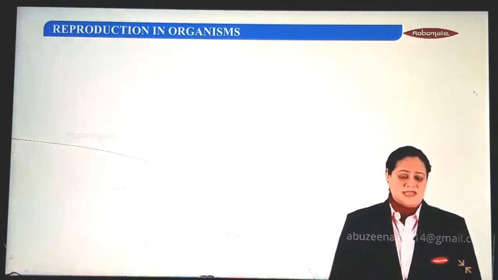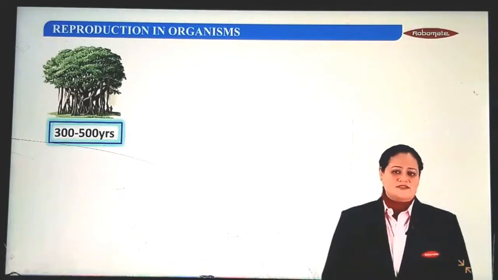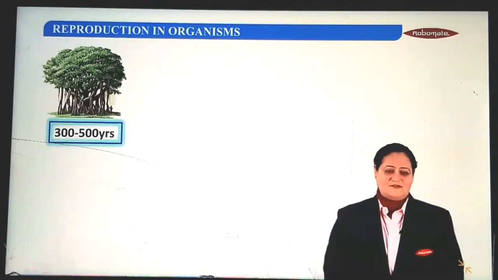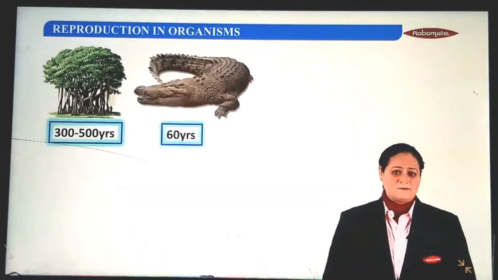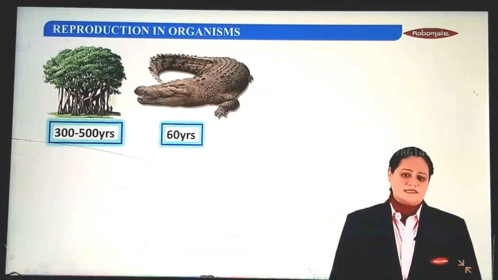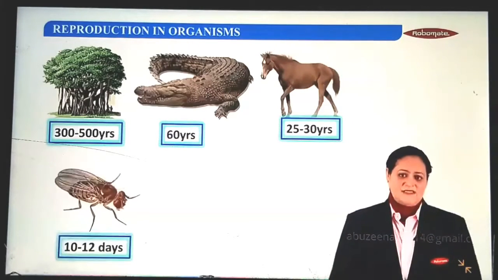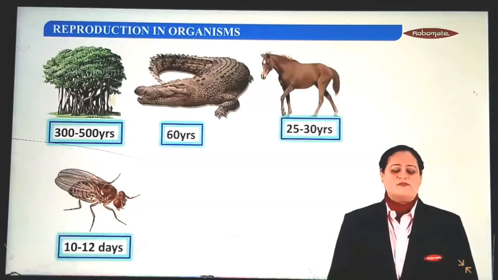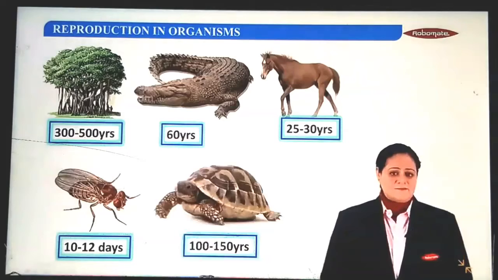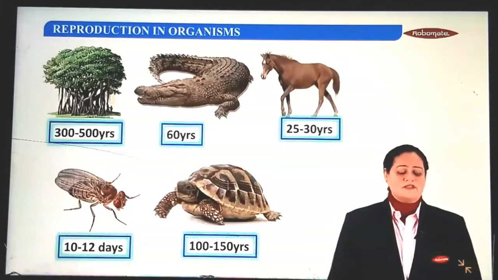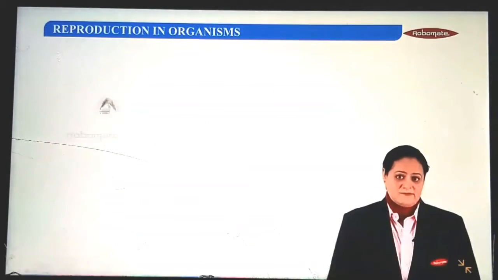To take up more examples, a banyan tree has a lifespan of 300 to 500 years. A crocodile, 60 years. Horse, 25 to 30 years. A fruit fly, that is Drosophila, has a lifespan of only 10 to 12 days. A tortoise, 100 to 150 years.